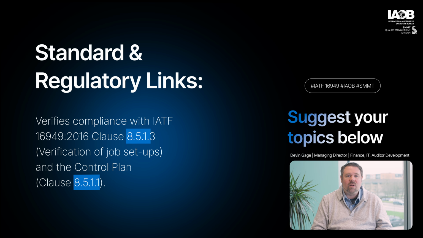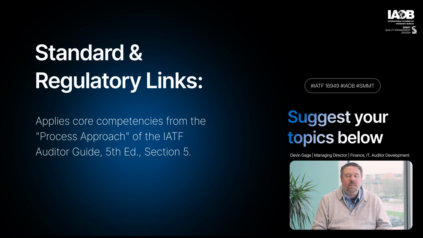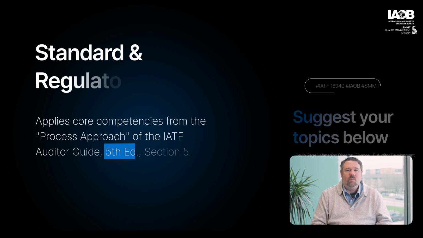The audit directly verifies IATF 16949, Clause 8.5.1.3, verification of job setups, and the control plan, Clause 8.5.1.1. The competencies defined in the Process Approach section of the Auditor Guide, Section 5, are applicable. Observe the video to see if the auditor undertakes an effective audit.